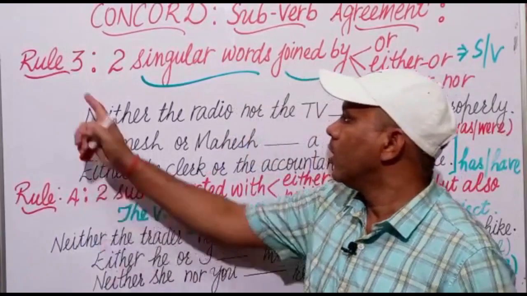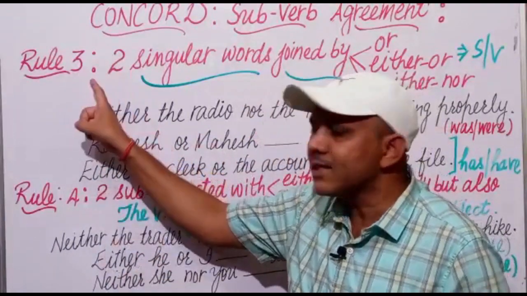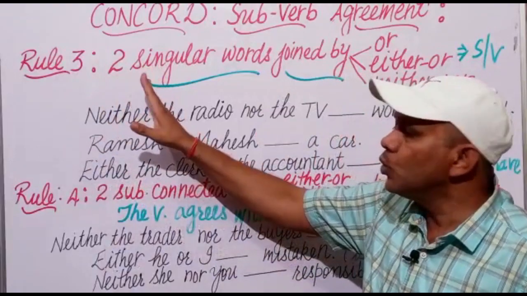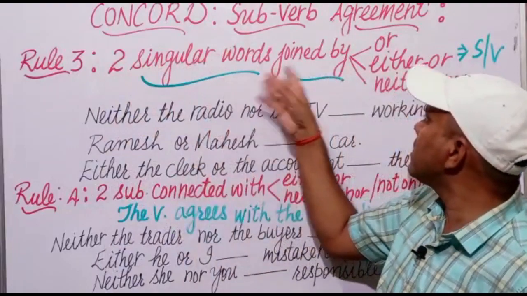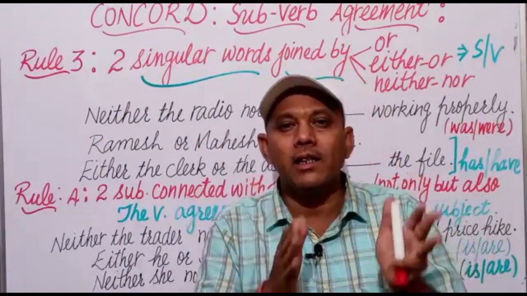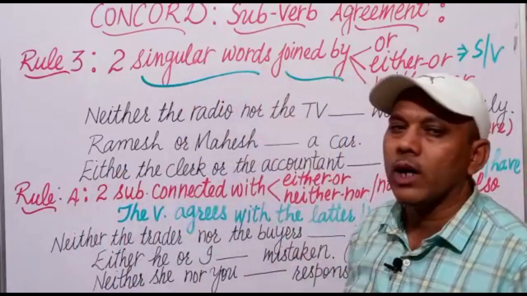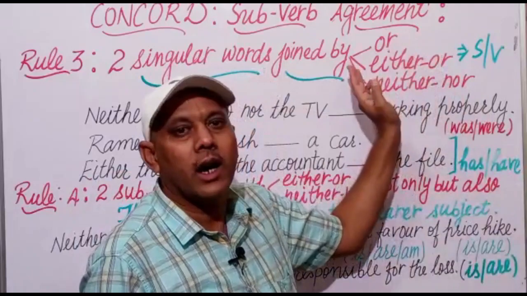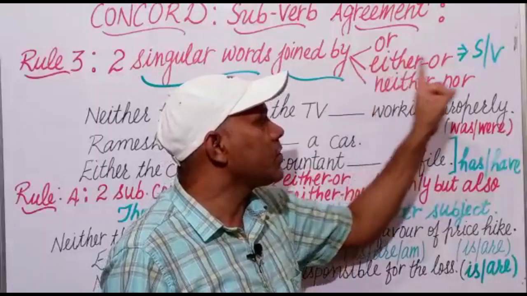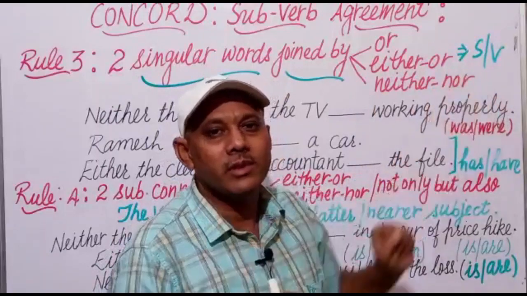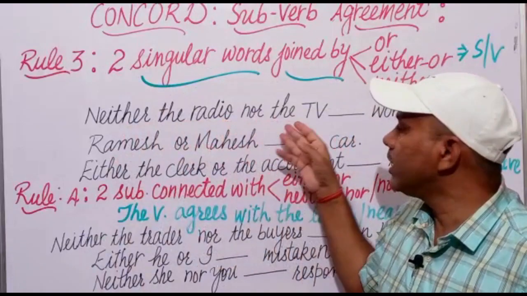Next is rule 3. What does this rule say? This rule tells us that if two singular nouns or two singular words are joined by or, either or, neither nor, then they always take a singular verb. For example, neither the radio nor the TV.